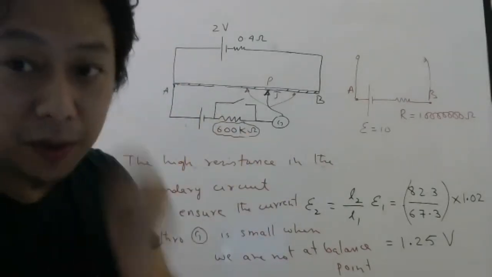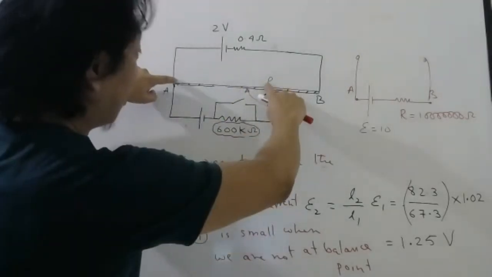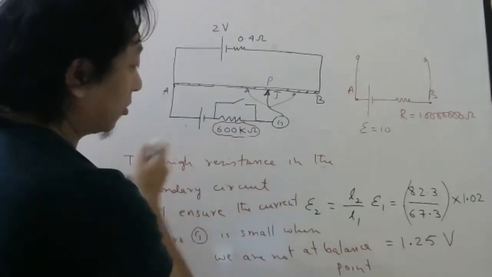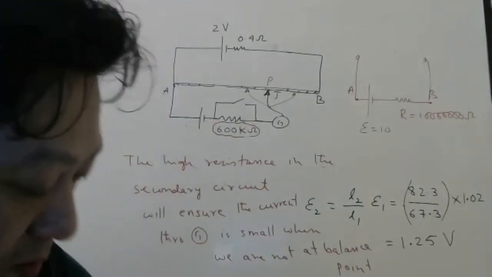Okay, students. But once you get the balance point, then the potential difference here will still be equal to E only, not this. This will not play any role because there will be no current that time. So there will be no voltage here. Okay. So keep in mind this part.